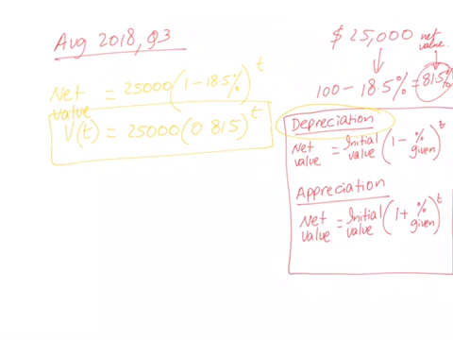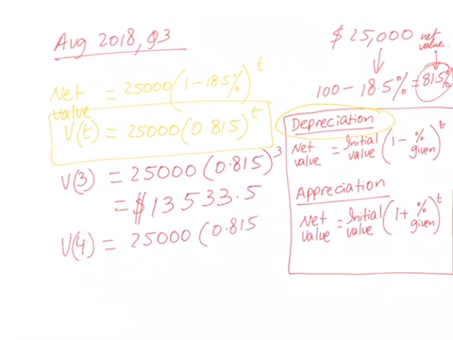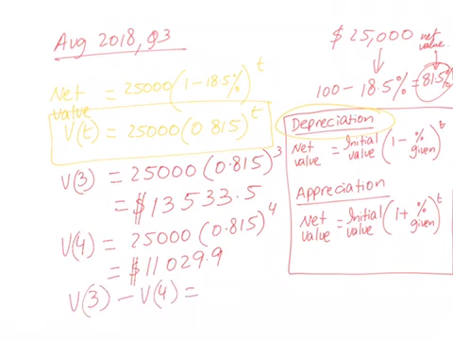So let's plug in 3 and then 4 for our time. And we get a value which is 13,533.5, right? And then we solve for V4, so we get 25,000 times 0.815 exponent 4, and you get $11,029.9. Now we want to find the difference, so let's find V3 minus V4, subtract this amount and this amount.